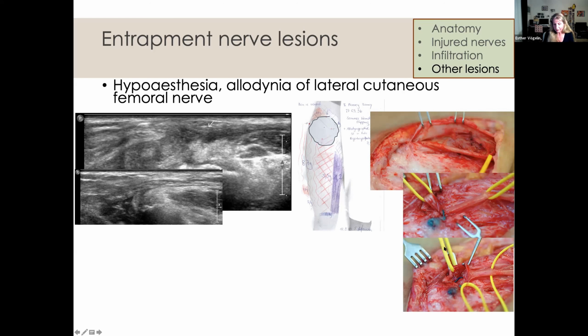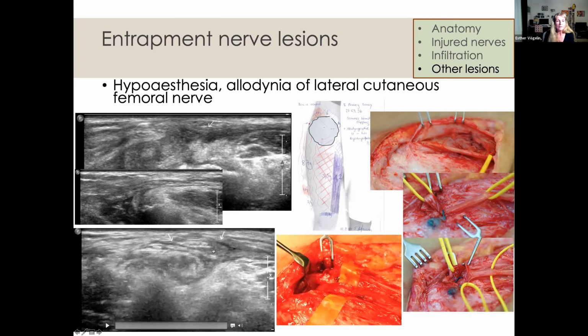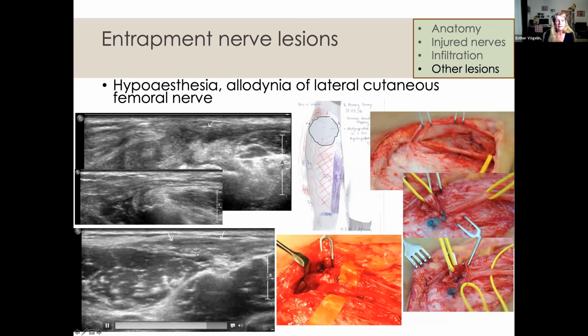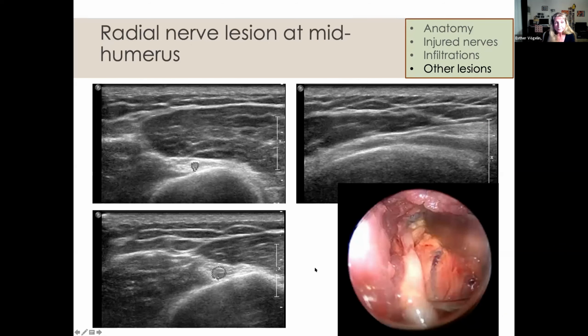We could actually free the nerve and just put an allowrap around it, and then post-operatively we could... this is a cross-sectional area of the cutaneous anterolateral femoral nerve, and you see now this nerve is again happy in this area where it had been captured.